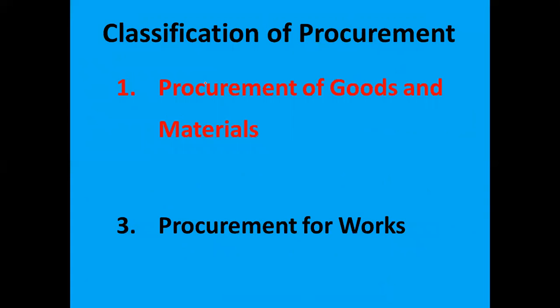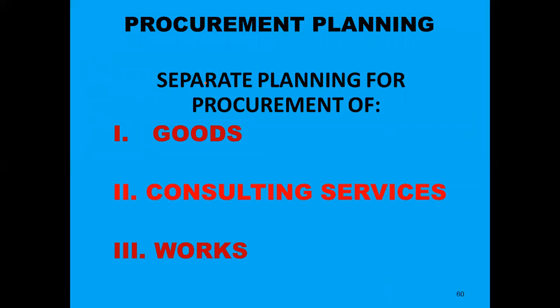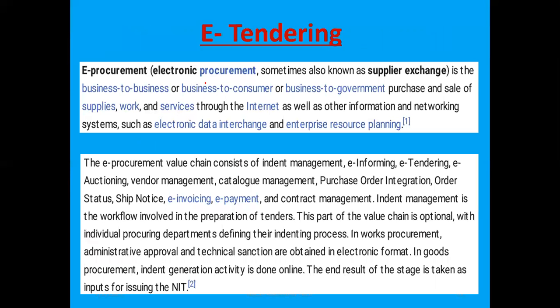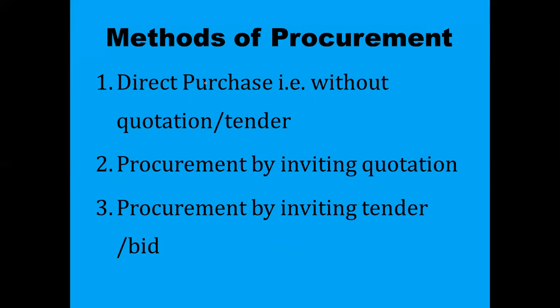Next, coming to the classifications, how you are classifying the procurement, that is goods and materials procurement, procurement of works. Next, how you are planning the procurement process, goods concept, consulting services, and works type. Coming to the methods, you have the direct purchase method, procurement by inviting quotations, procurement by inviting tenders. So with this, we'll stop the class. We'll discuss the other concept tomorrow.